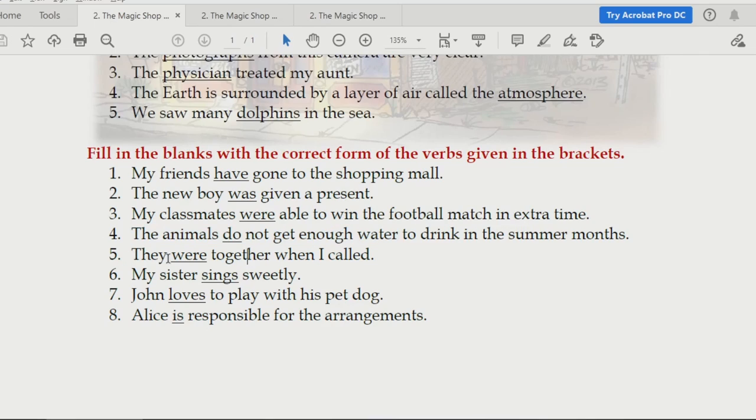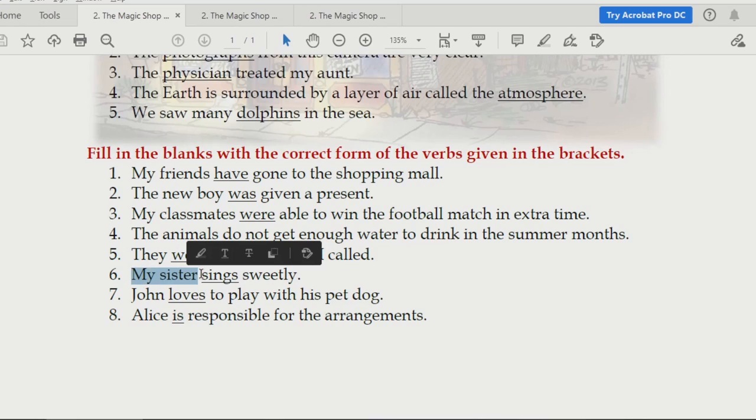Next one, they were together. I told you earlier, were is the plural form of the verb was. They were together. Why plural over here? Because we have more than one person over here. They. They were together.